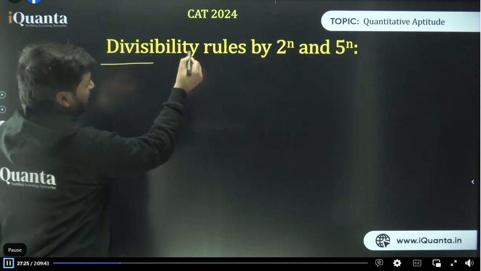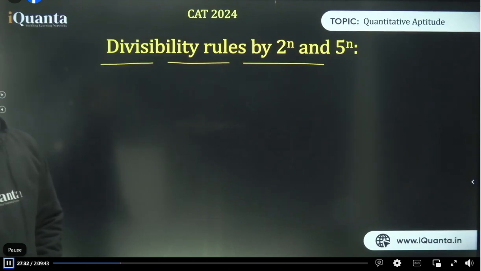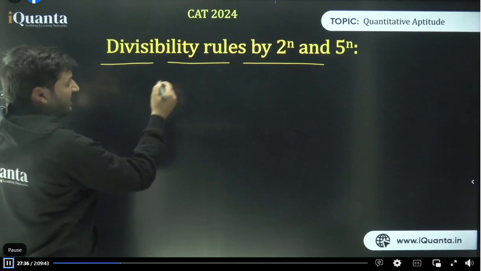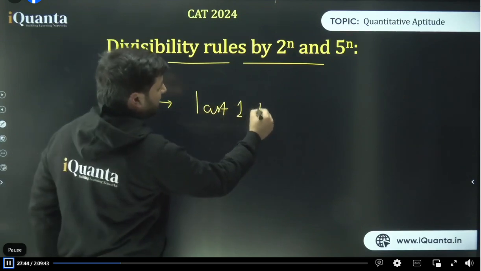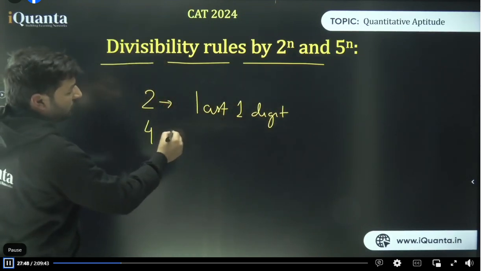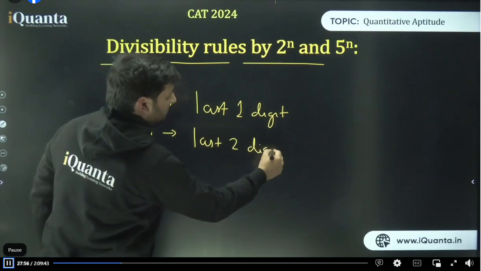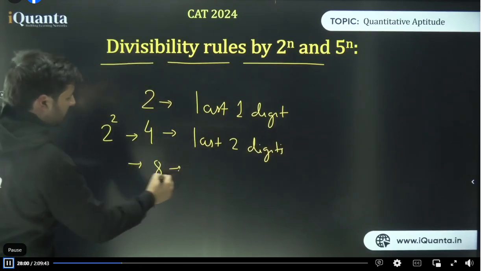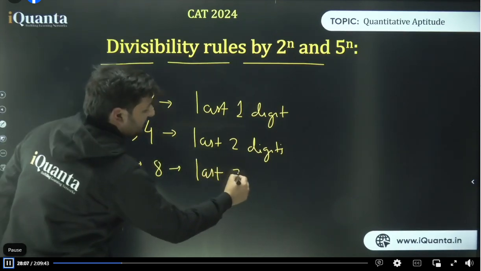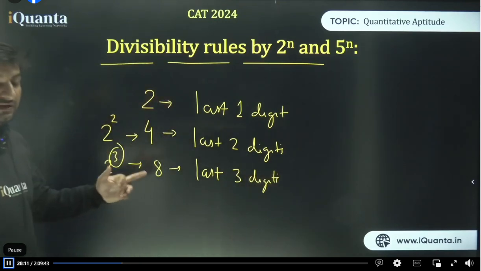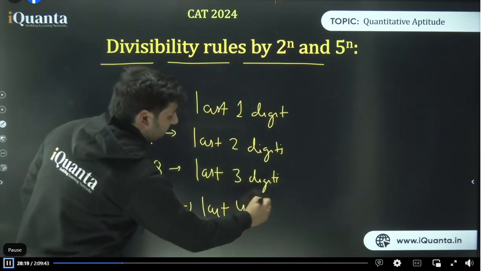Similarly, we have a concept here which mentions how will you check divisibility rules of 2 to the power n and 5 to the power n, right? So what will you do? If you see 2, what is the divisibility rule of 2? You check the last 1 digit, right? What is the divisibility rule of 4? 4 can also be written as 2 square, right? So check last 2 digits. What is the divisibility rule of 8? 8 can be written as 2 cube. That means जो power है यहाँ पे 2 की, उतने ही number of last digits को हमें देखना है. So last 3 digits. And similarly, if I ask you the divisibility of 16, 16 can be written as 2 to the power 4, which means we'll check the last 4 digits, right?